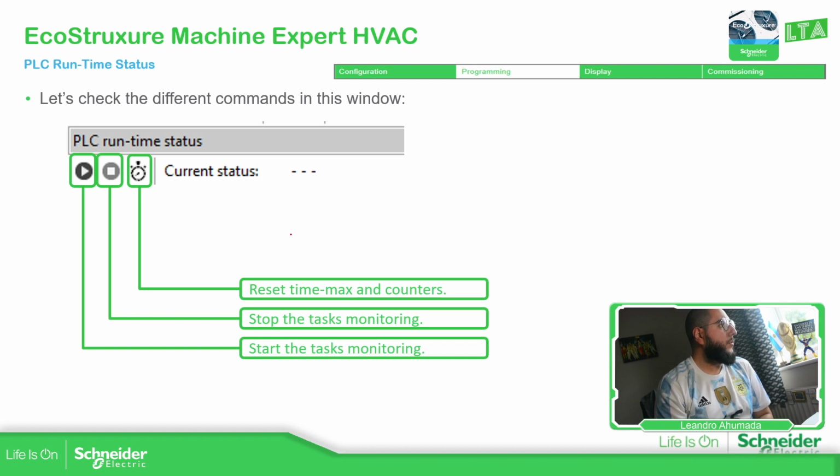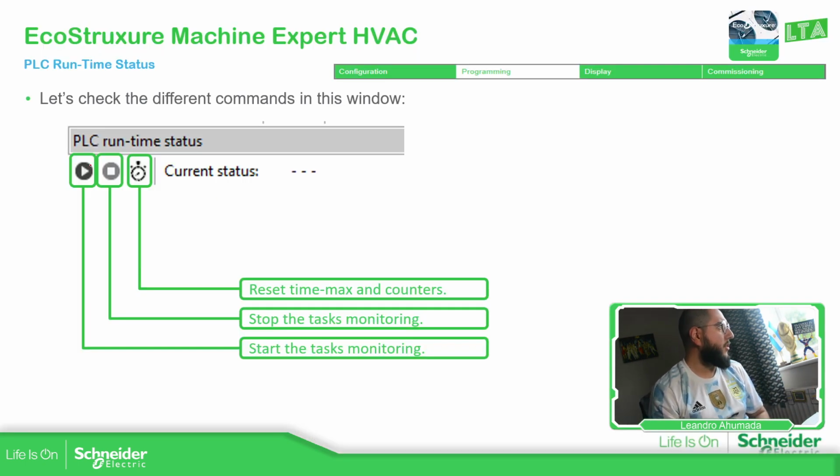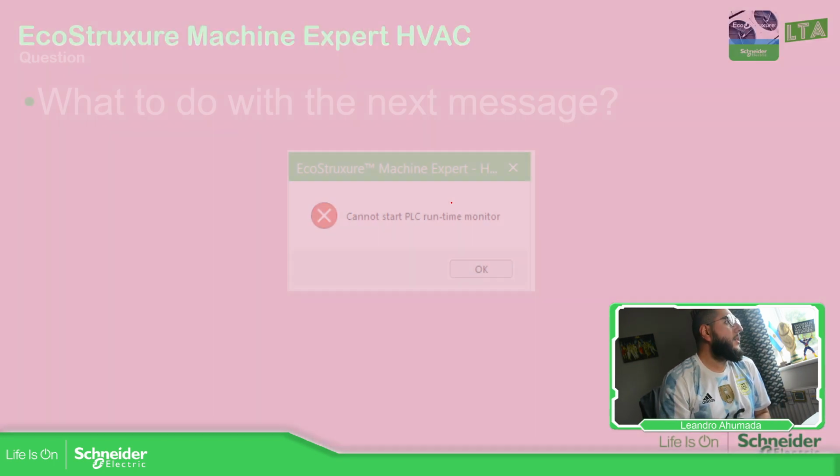So what does all this do? Basically it lets us start monitoring, stop monitoring, and reset all the counters that we have. It isn't too many things. Then, when I was playing with it, I found an issue with start PLC runtime monitor when I tried to press it, okay? So far the only solution was to close the program and then open it again. So in case you have it, the solution is that.